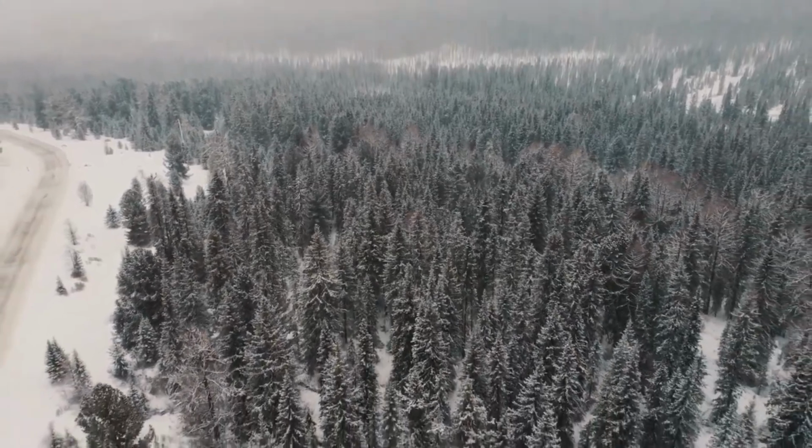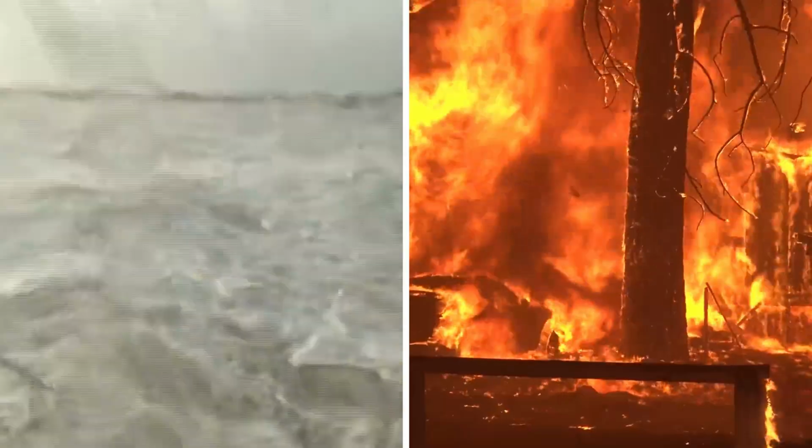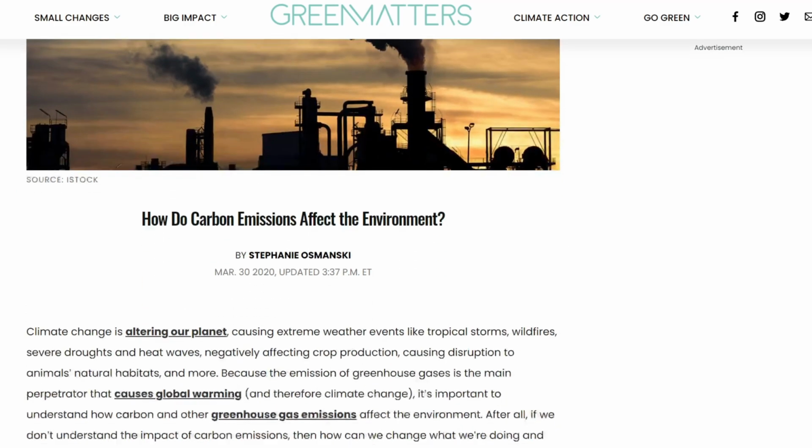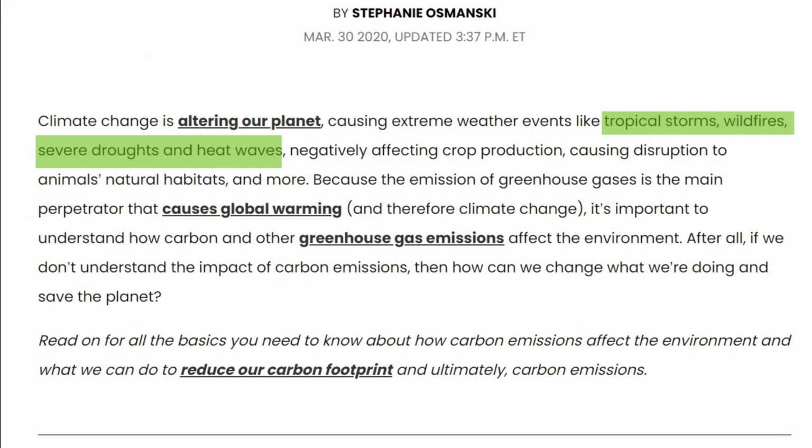This warming causes extreme weather events like tropical storms, wildfires, severe droughts, and heat waves, said Stephanie Omansky in her article, How Do Carbon Emissions Affect the Environment? But how do we relate this to biomimicry?